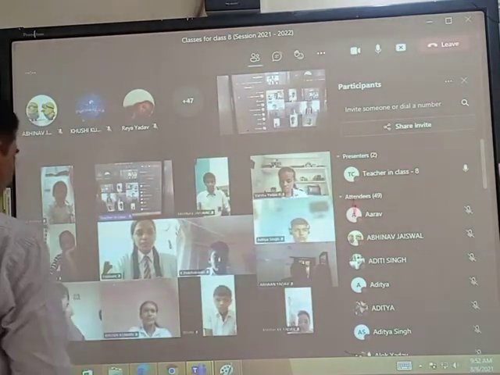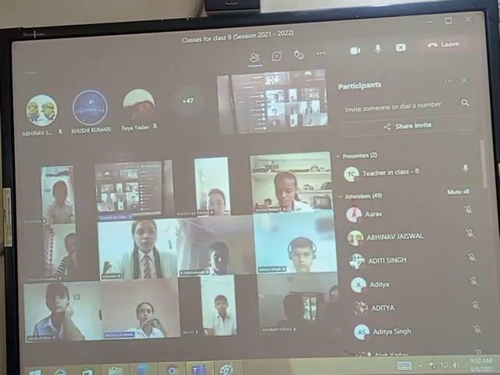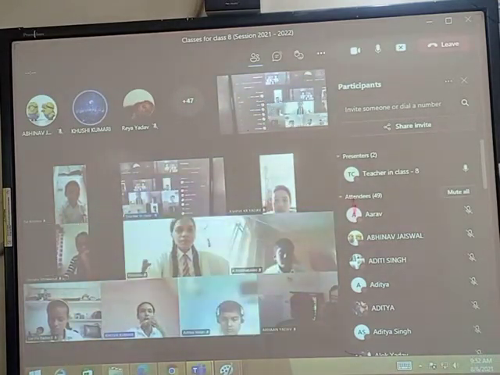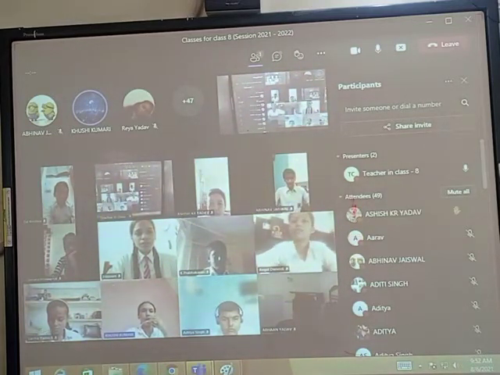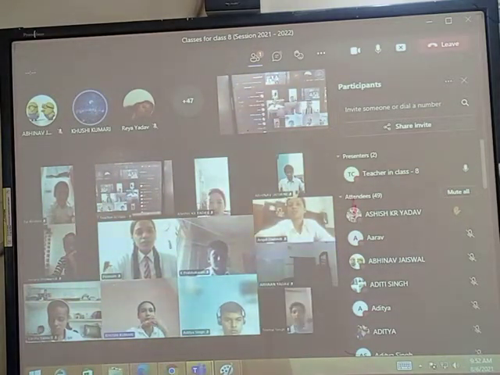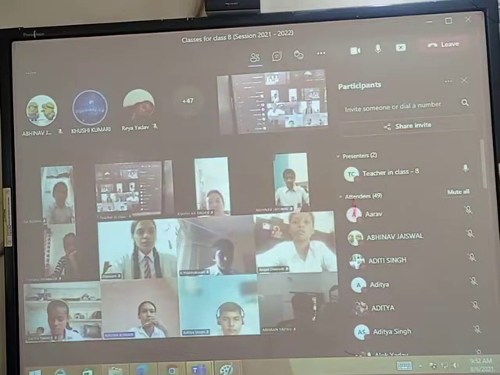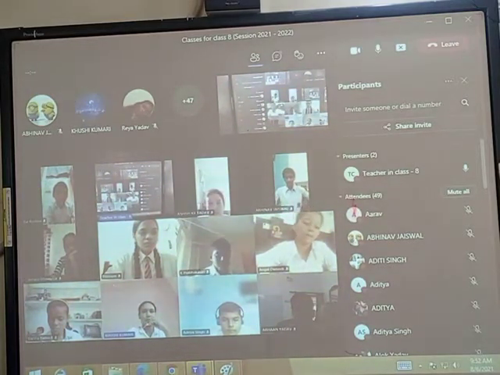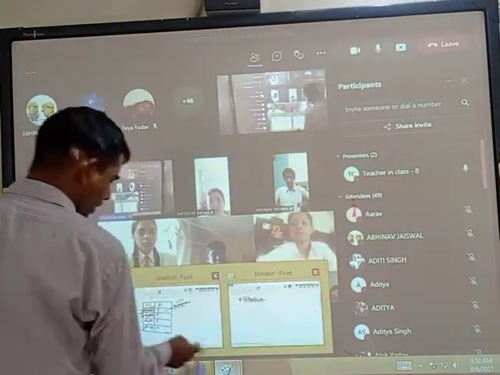Yes, Kushi Kumari, why is the given data a continuous class interval? Please tell me. Sir, because it has a regular class interval, such as the first class interval is 0 to 10, where the upper limit is 10, and the second class interval is 10 to 20. So the lower limit is the same as the upper limit. Yes, very good. It is a continuous class interval. Now in a continuous class interval, you can draw a histogram.